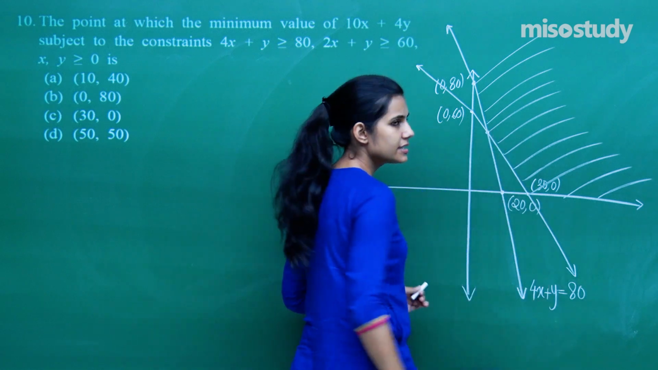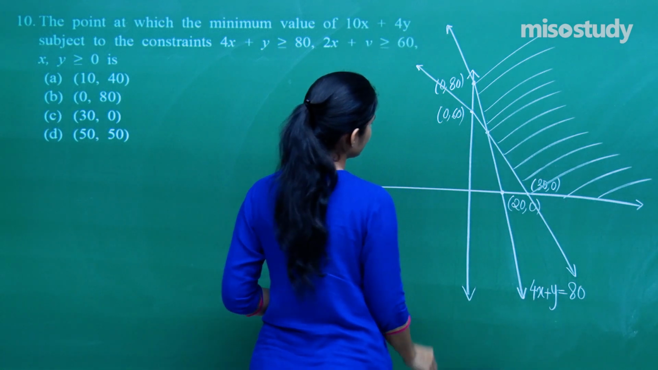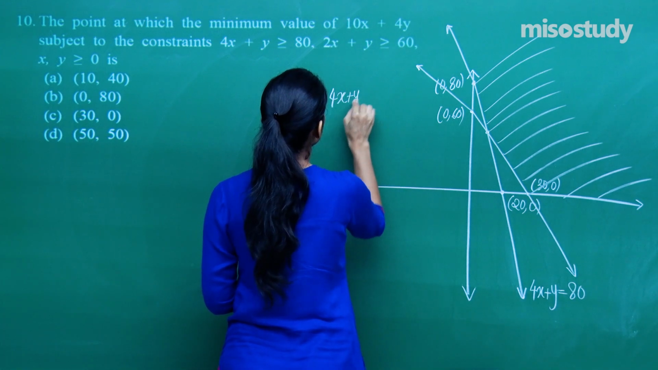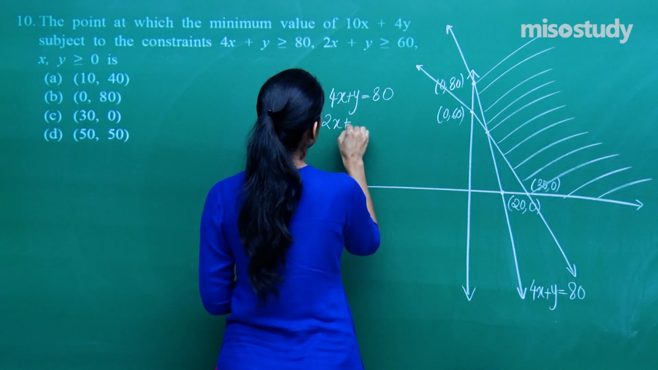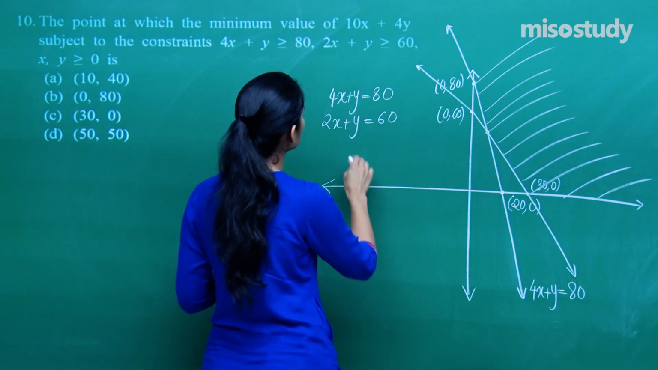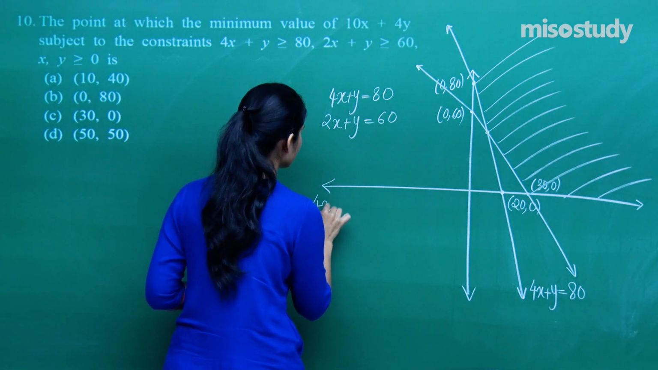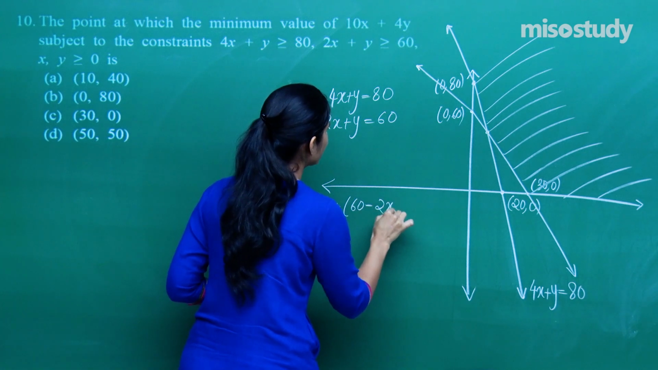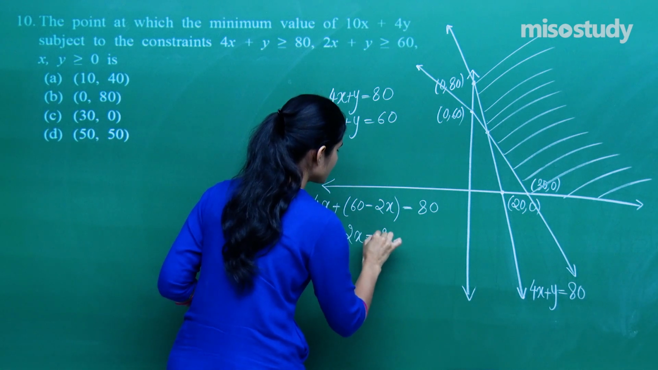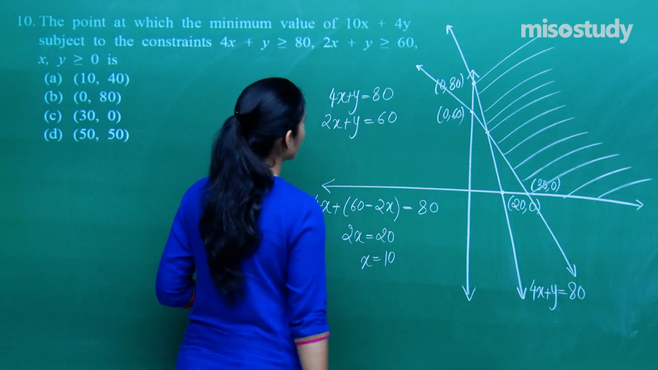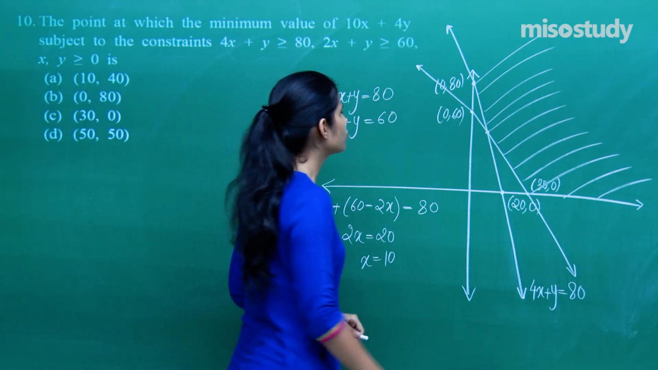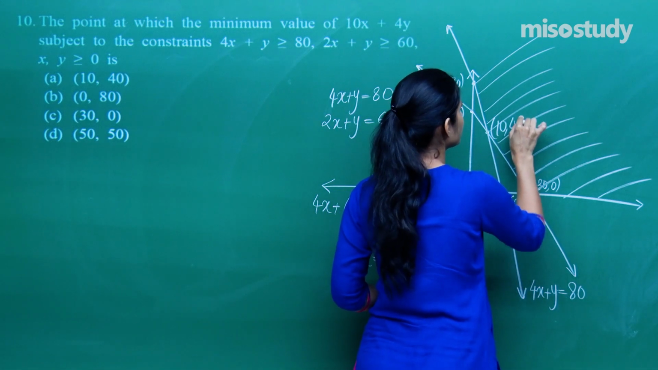Obviously, this is one of the points to consider. What is this point? It is the intersection point of both these constraints, 4x plus y equals 80 and 2x plus y equals 60, right? After this you know that y can be written as 60 minus 2x. So 4x plus 60 minus 2x equals 80. Now 80 minus 60 gives you 20, so 2x equals 20, x equals 10. When you put x equals 10, you get 40 plus y equals 80, so y comes out to be 40. This point is 10, 40.